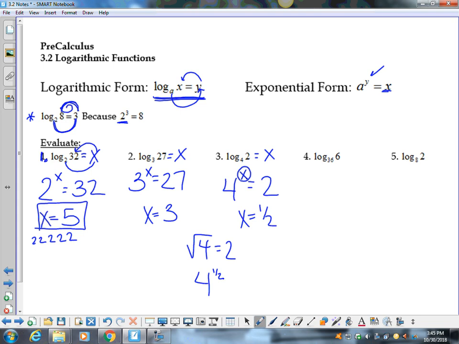Okay, so let's look at this one. It's a lot like number 3. 36 to the x equals 6. So 36 to the what is going to give me a 6. Again, it's getting smaller, so it's going to be some sort of root, and I know it's a square root, so x equals 1/2.